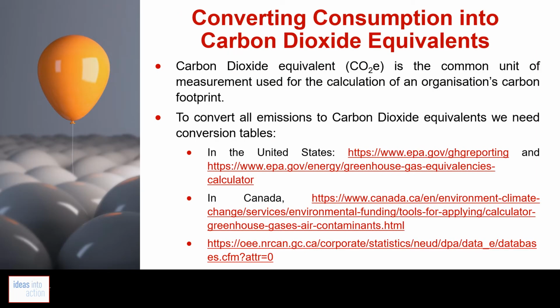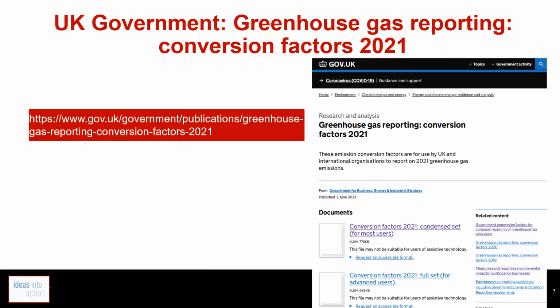Of course, to convert all our energy sources and emissions to carbon dioxide equivalents, we need conversion tables. In the United States, greenhouse gas conversion factors are provided by the Environmental Protection Agency, and the top-level links are shown here. In Canada, there is a greenhouse gas calculator at the link shown, with more detailed tables to download at the second link. In the United Kingdom, greenhouse gas reporting conversion factors are provided at the link shown. The UK conversion factors are provided in a downloadable spreadsheet, and these are the ones I'm going to use to demonstrate in this video.